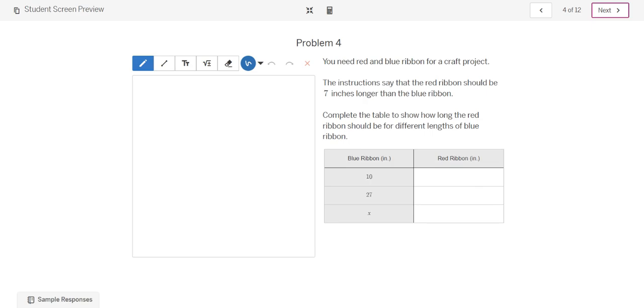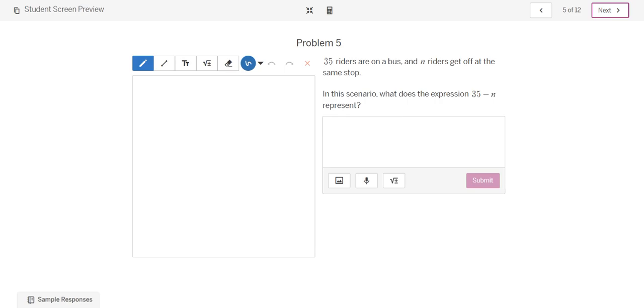7 longer than the blue. So in this one, you're just doing the number they give you plus 7. So I'm going to be able to do that as mental math. I've got 17, I've got 34, and then X is just going to be X plus 7.